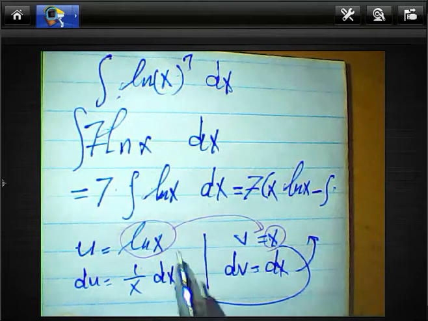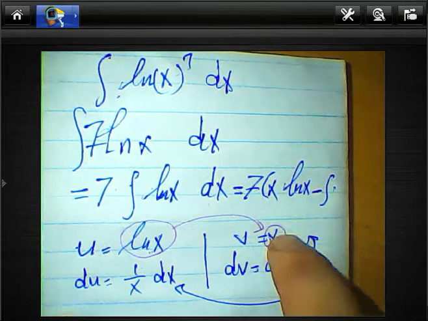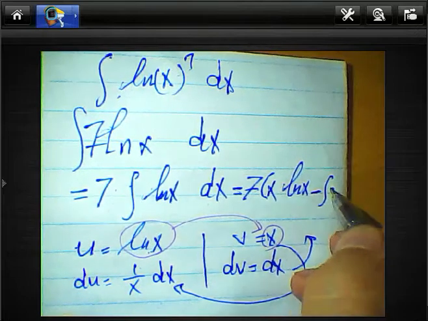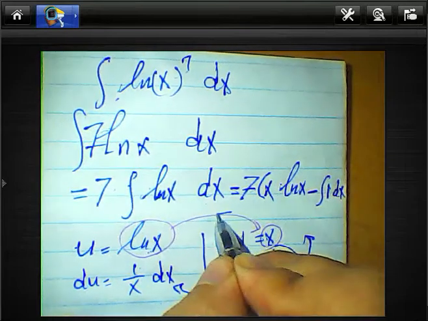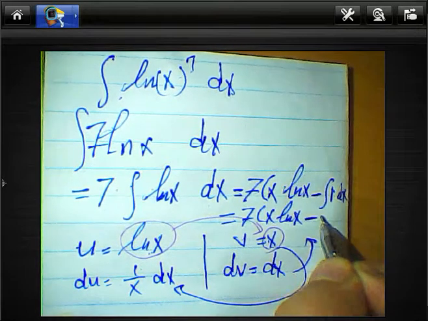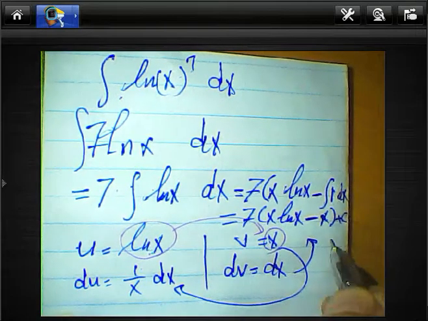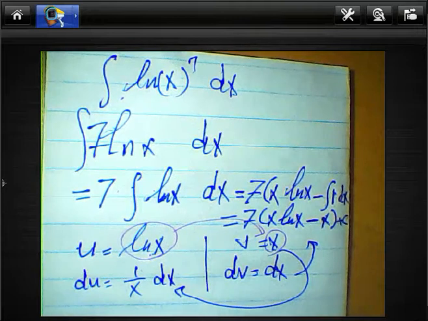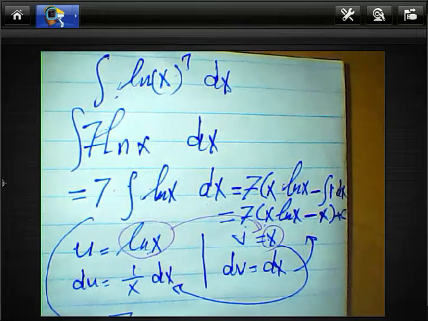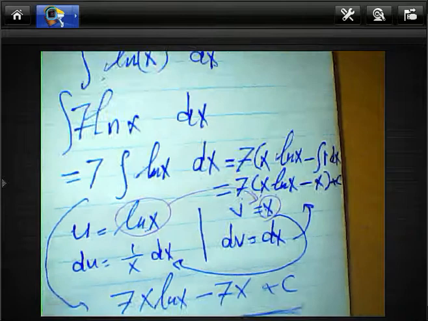Ln x multiply x, we can write outside here, subtract the integration of x multiply 1 over x, which equals 1, dx. So the result will be 7 multiply x multiply by ln of x, subtract the integration of 1 dx, it will be x plus constant. So the result will be 7x ln of x subtract 7x plus constant.